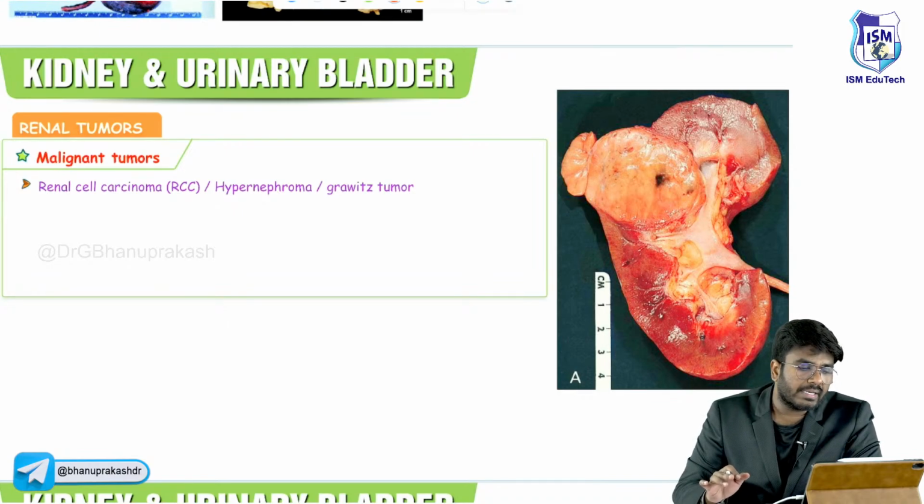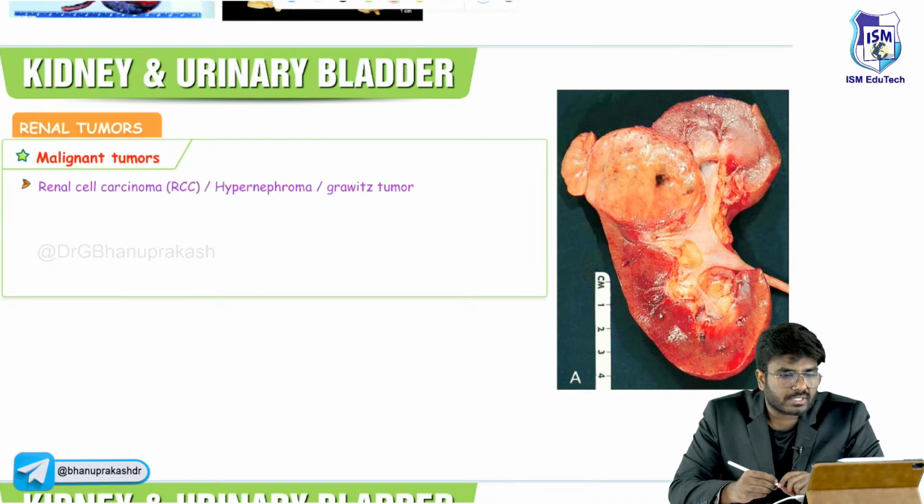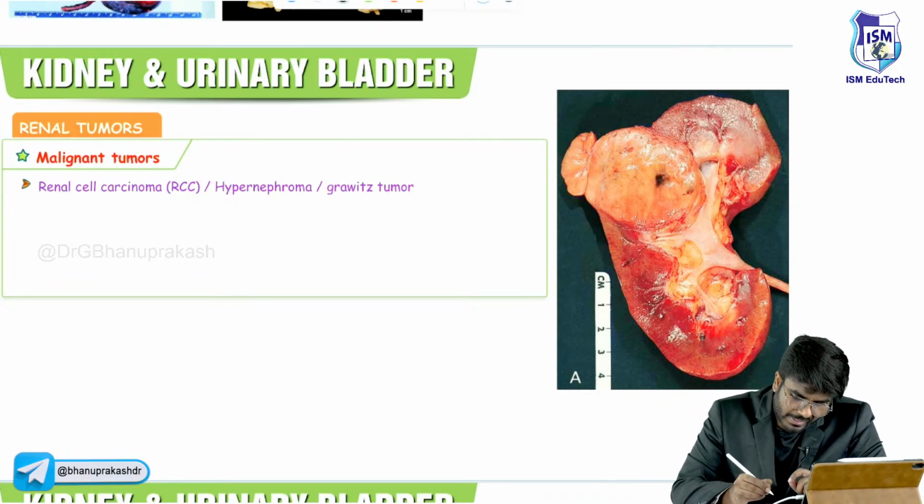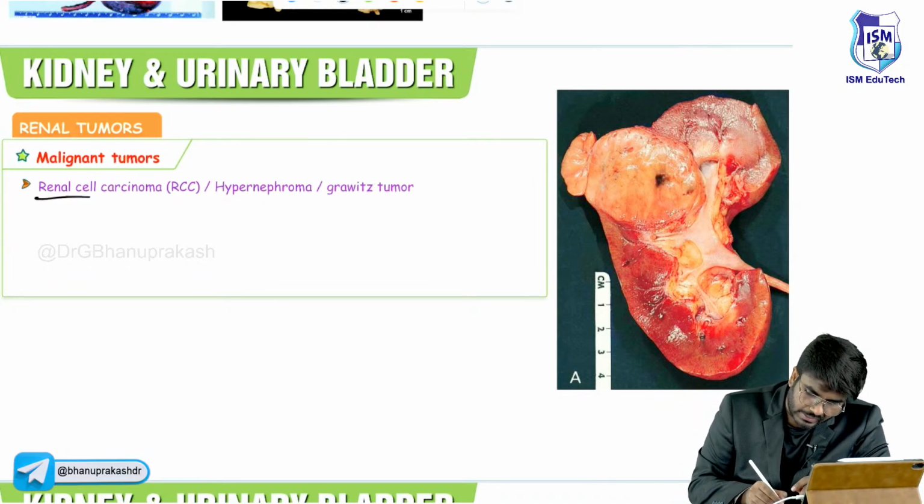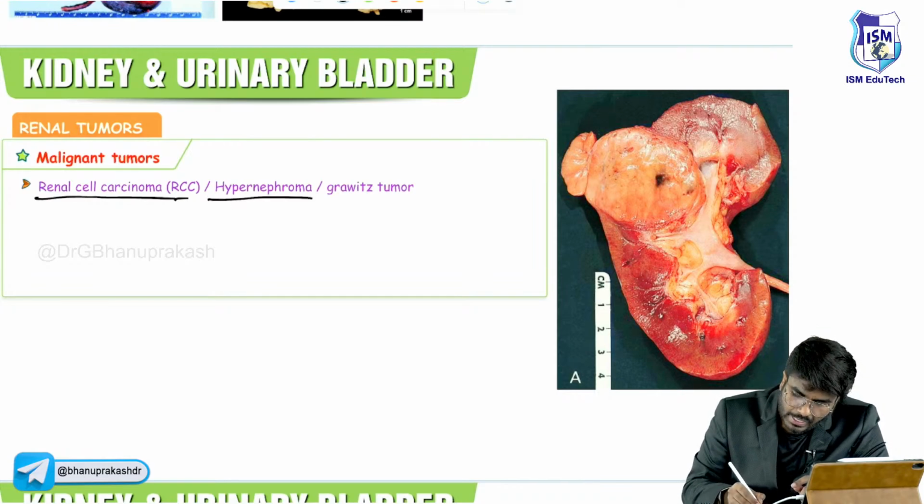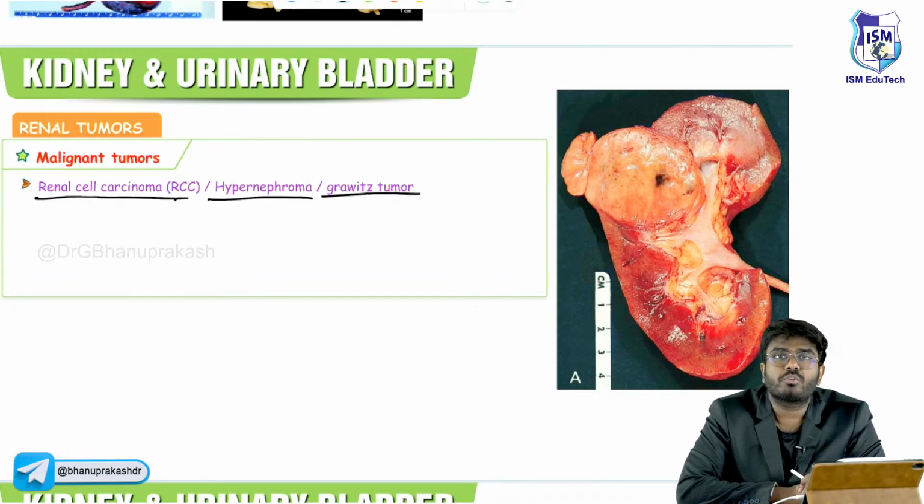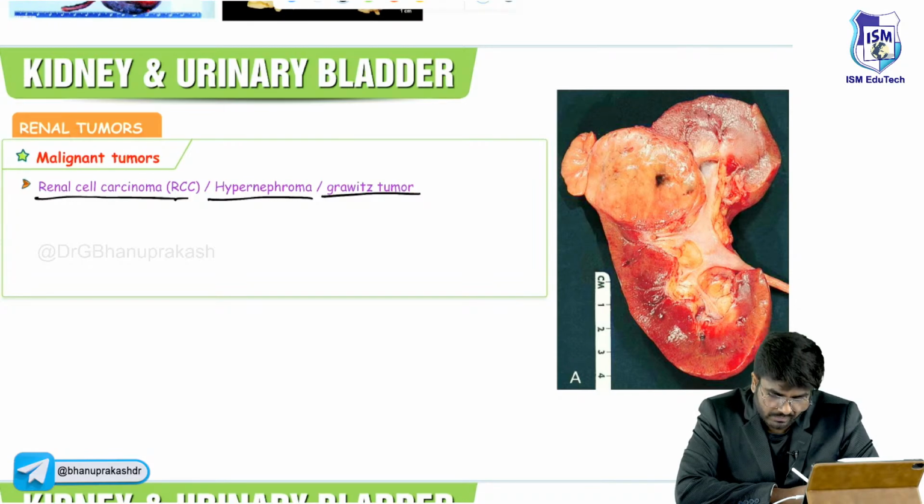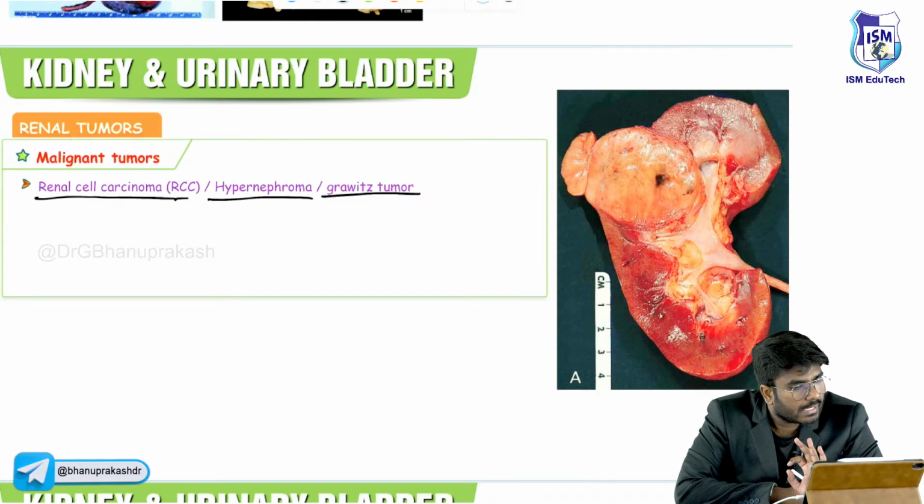Now, let's directly jump into the topic of malignant tumors. The first malignant tumor that I am discussing here is renal cell carcinoma, RCC, which is also called hypernephroma or Grawitz tumor.